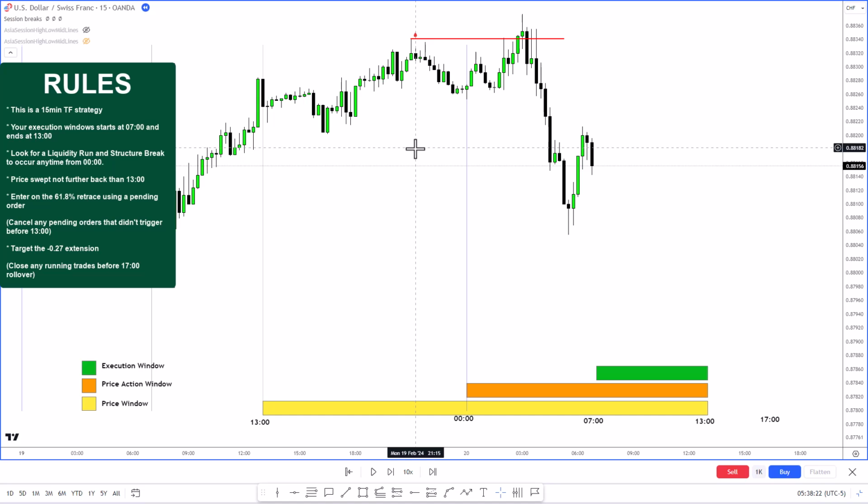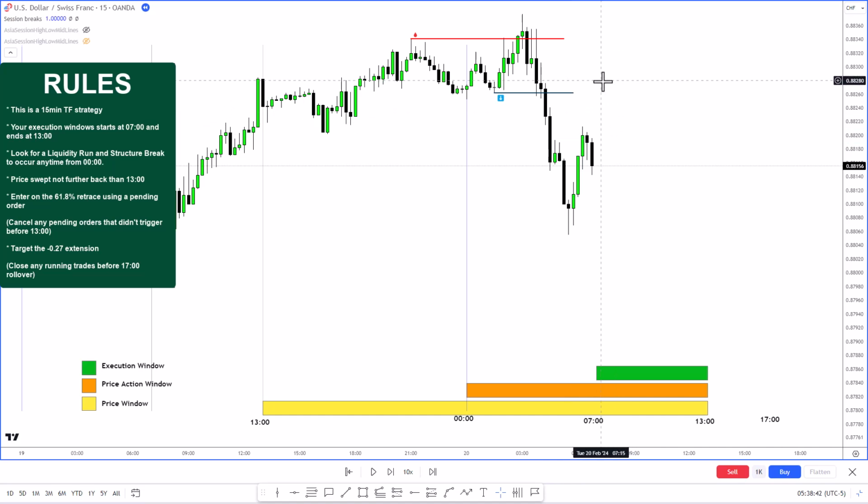And that stop run had to sweep liquidity within our price window, so no further back than 1 p.m. the previous day, this line over here. And you don't need to look any further back than this. So we do have the liquidity run, and it was followed up by the structure break over here. Let me just mark that off.